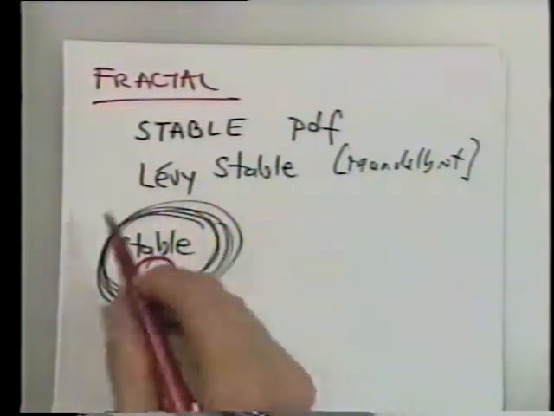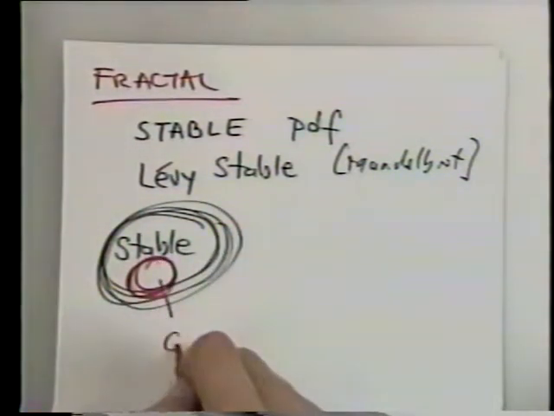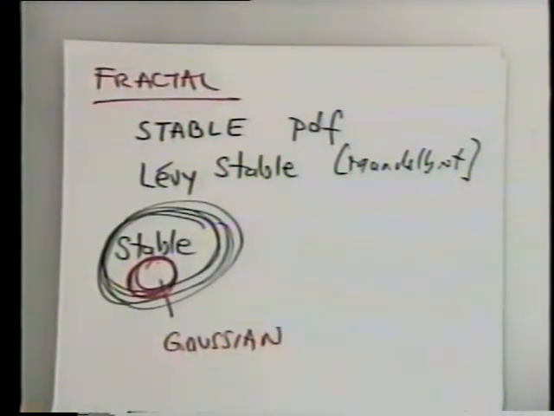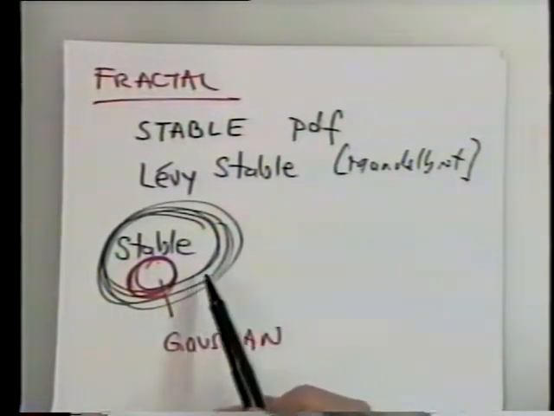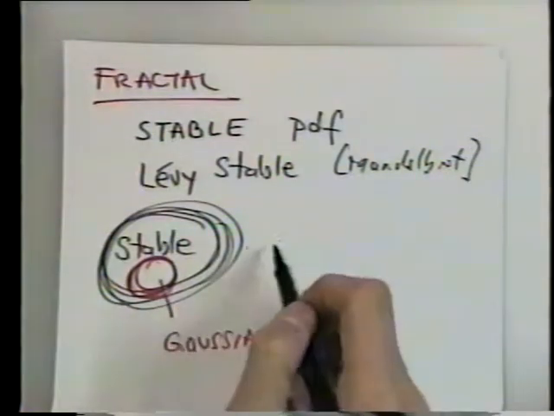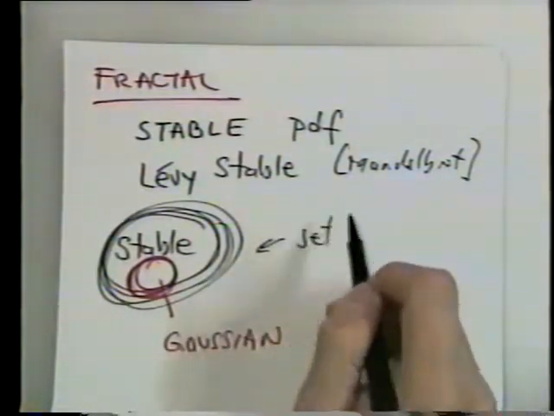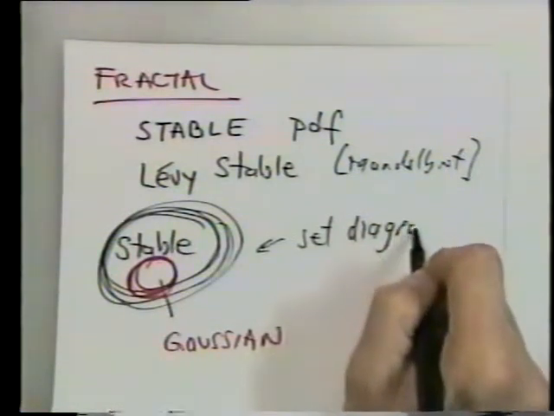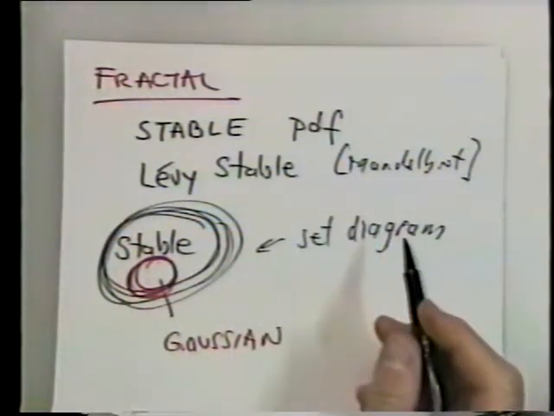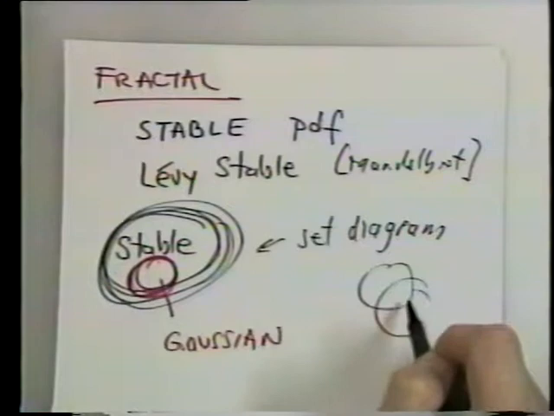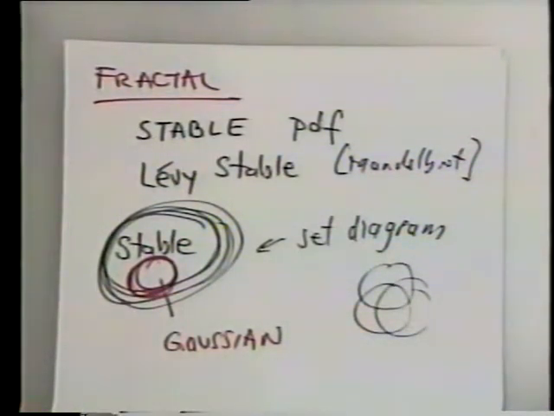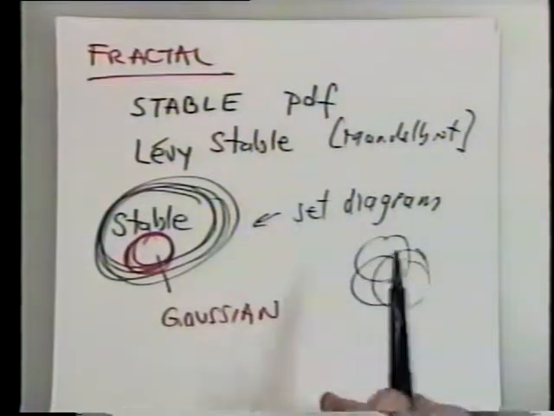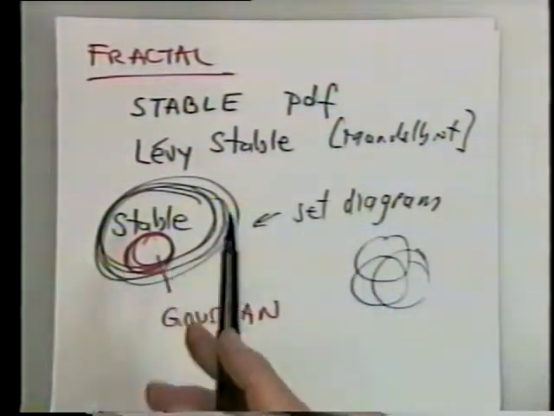Within the more general category of stable distributions is also included Gaussian distributions. So what I'm talking about now is not something that's different from Gauss. This is a set diagram. It looks like two badly drawn circles, but it's really a set diagram, like from kindergarten when you had the Venn diagrams. Maybe not kindergarten, but soon after that, these were in for a while. They're still in.